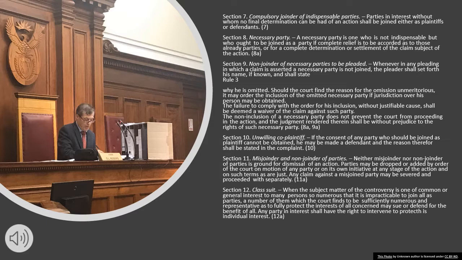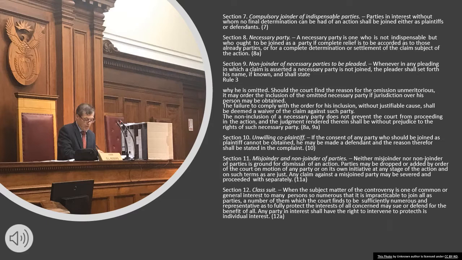Rule 3. Why he is omitted. Should the court find the reason for the omission unmeritorious, it may order the inclusion of the omitted necessary party if jurisdiction over his person may be obtained. The failure to comply with the order for his inclusion, without justifiable cause, shall be deemed a waiver of the claim against such party. The non-inclusion of a necessary party does not prevent the court from proceeding in the action, and the judgment rendered therein shall be without prejudice to the rights of such necessary party.